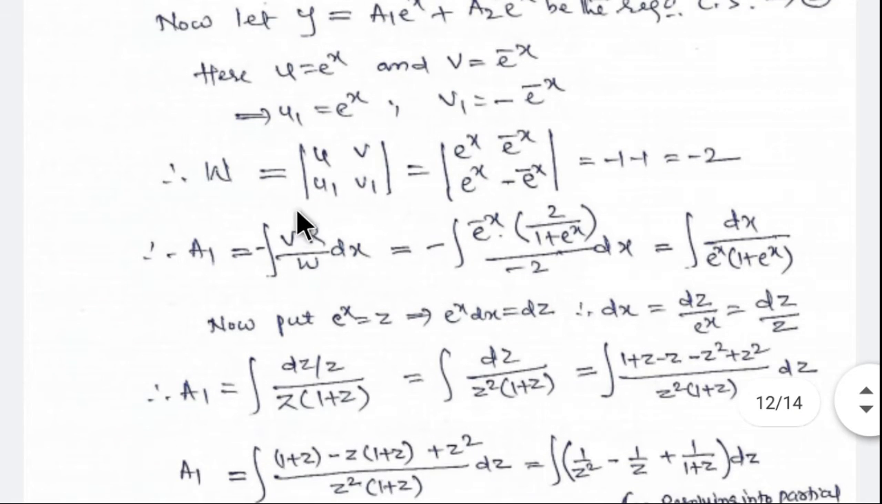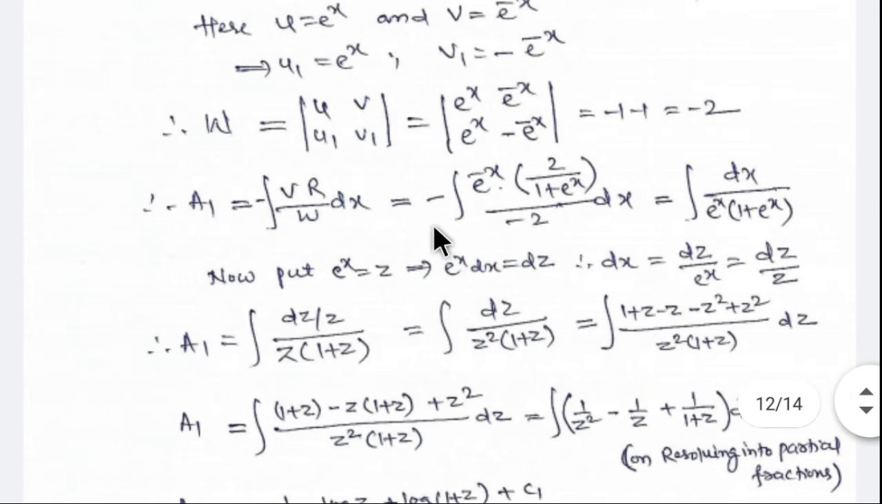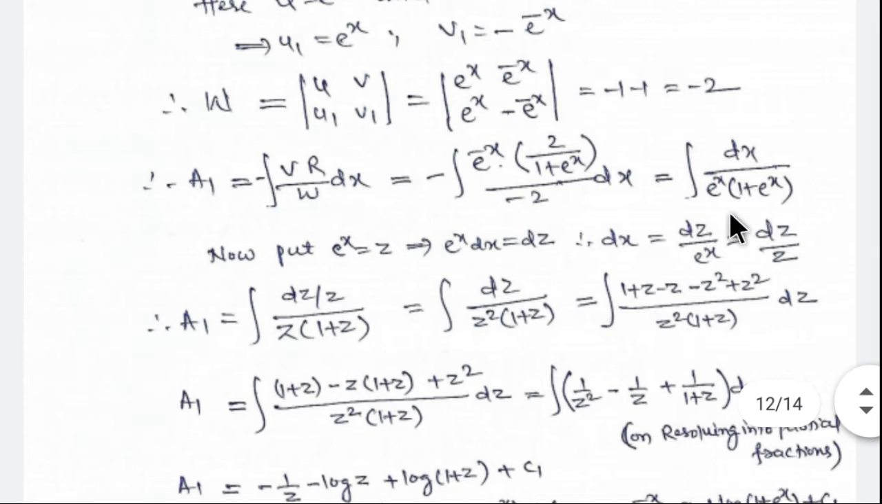So now you find the a1 value and a2 value. a1 is given by the formula minus integral of v r divided by w into dx. Substitute, v is e raised to minus x and r is 2 divided by 1 plus e raised to x, divided by the Wronskian w value, which is minus 2. After simplifying we get the integral of dx divided by e raised to x into bracket 1 plus e raised to x.